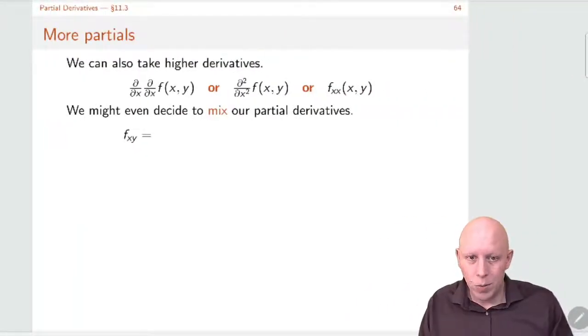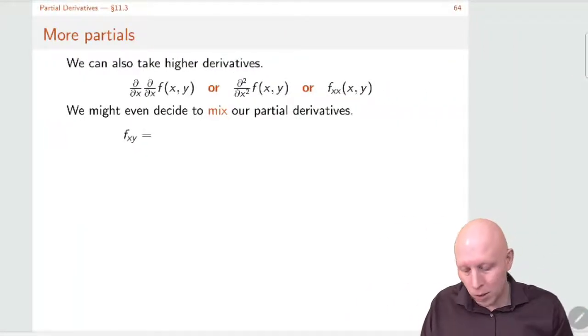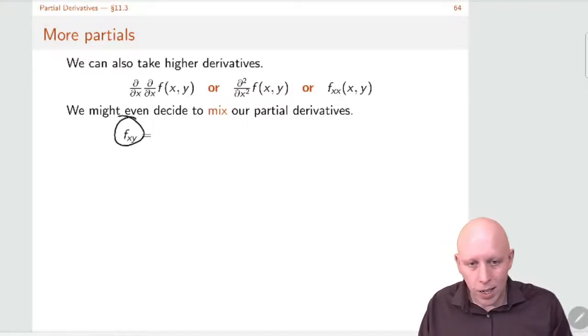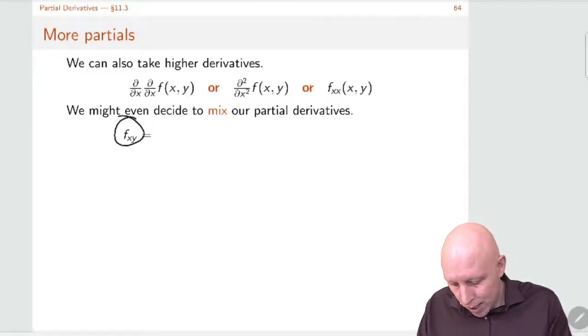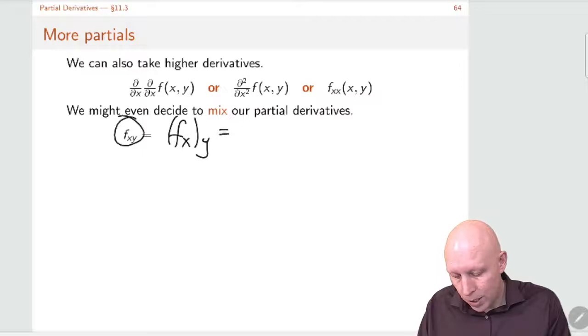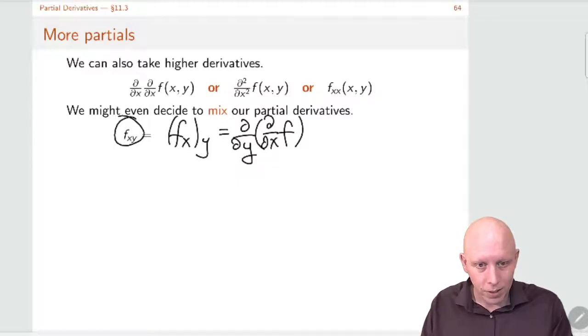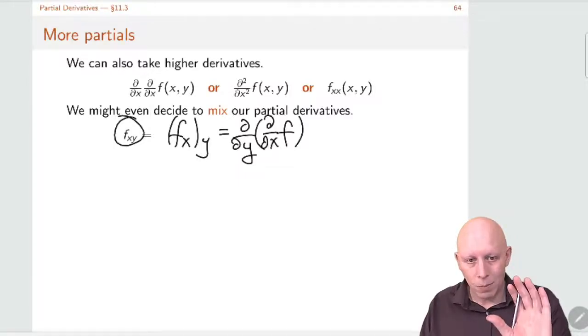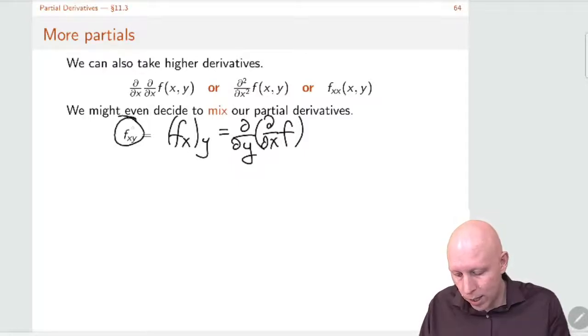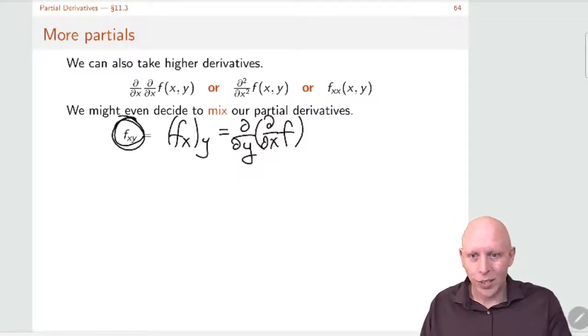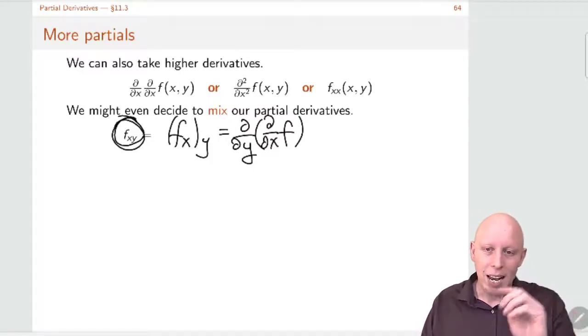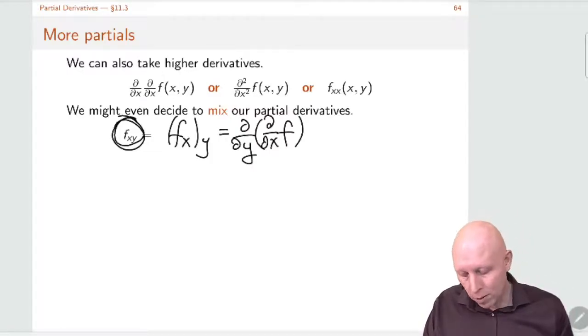Now, you might also decide to mix your partial derivatives. So you might see something that looks like f sub xy of xy. So what does that mean? Well, that's f sub x sub y, which is saying first you take the derivative with respect to x of f, and of that you take the partial with respect to y. So this is something to be aware of: when you take f sub xy, that's really taking a partial with respect to x first and then y. So it's kind of backwards in that way.